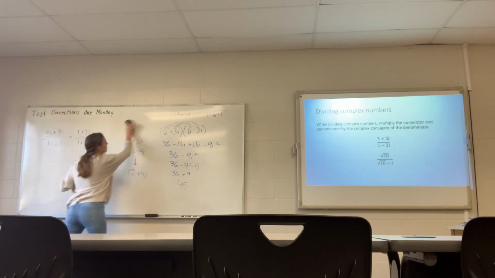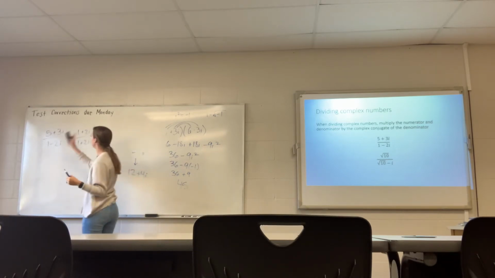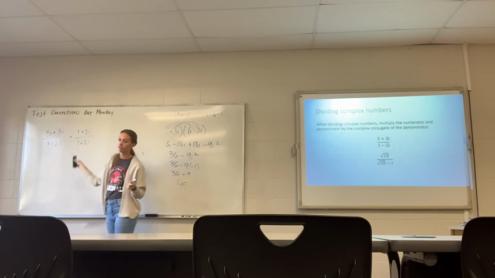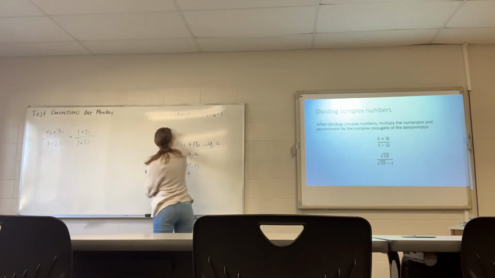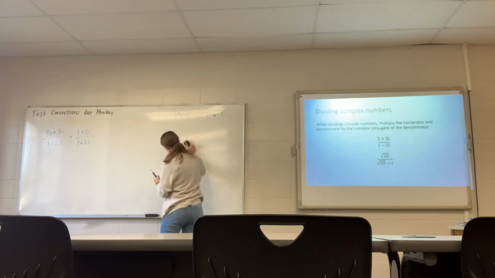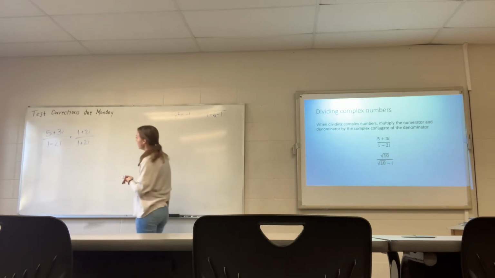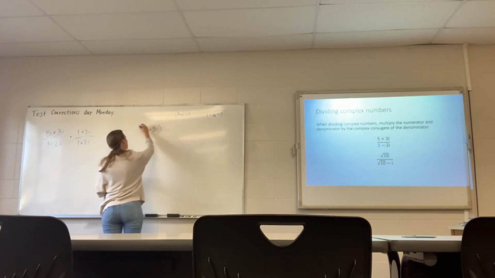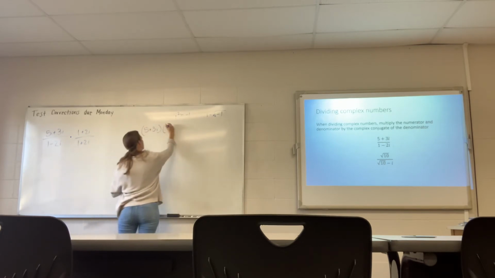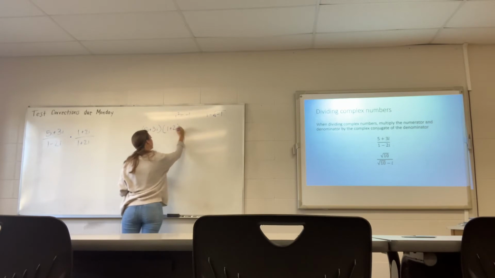Okay, so now what I need to do is FOIL both my numerators and FOIL both my denominators. So it's kind of two problems in one. So if I start with my numerators, I have 5 plus 3i, and that's times 1 plus 2i.